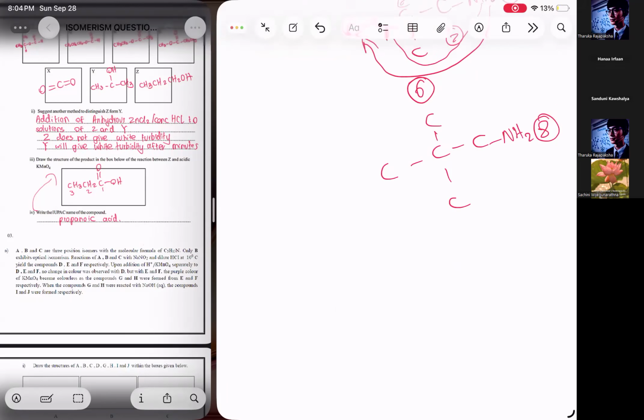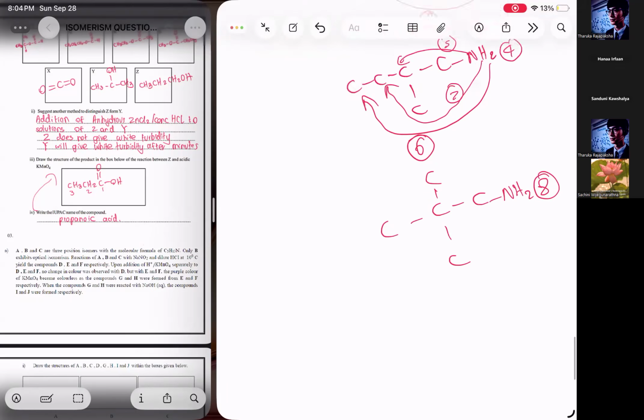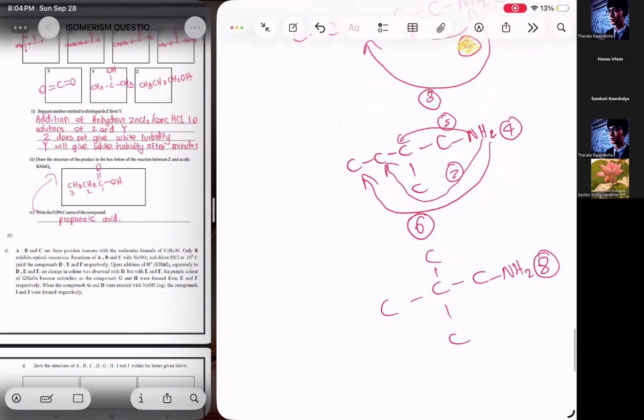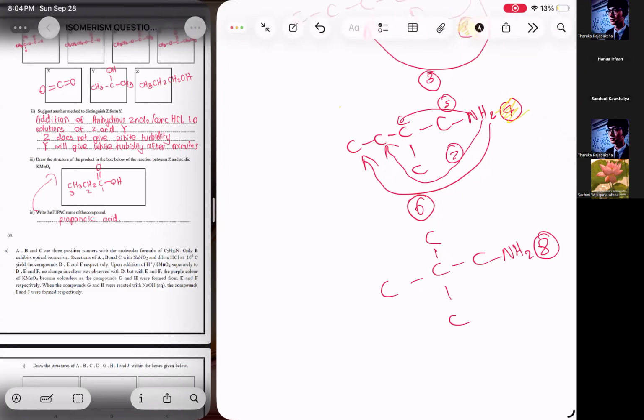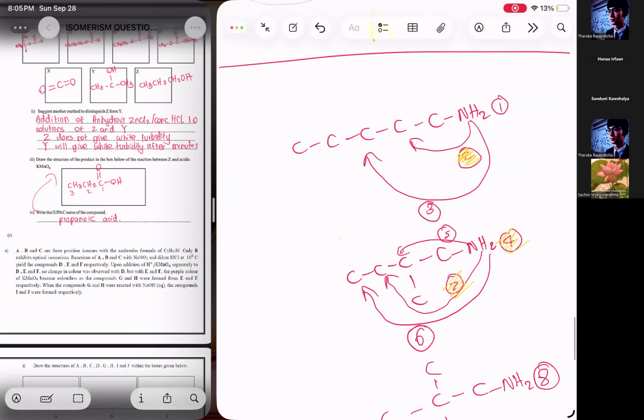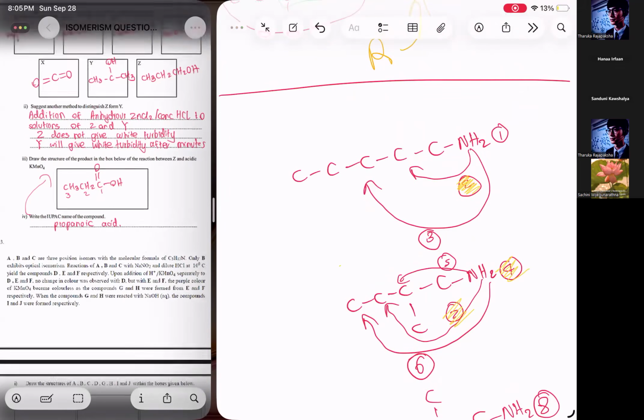Okay, right. Then let's choose the optical isomers. First one is not an optical isomer. Second one is an optical isomer, so I'll color this one with yellow. Third one is not an optical isomer. Fourth one is an optical isomer. Fifth one is not. Seventh one is an optical isomer. Eighth one is not. So three optical isomers are present. All three are possible structures for B.